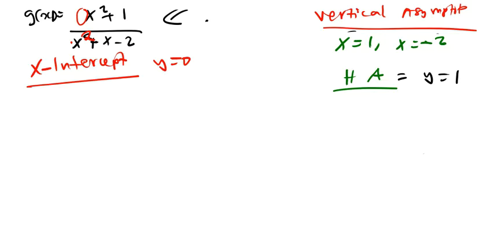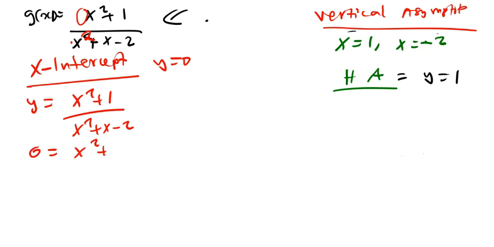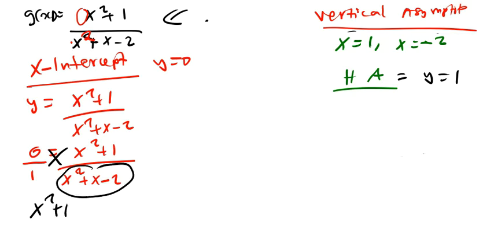So this is the function: y is equal to x squared plus 1 divided by x squared plus x minus 2. Where there is y, put 0. So x squared plus 1, you divide it by x squared plus x minus 2. Divide 0 by 1, then cross multiply. So x squared plus 1 times 1 is x squared plus 1. Then this times 0 is going to be 0. Shift 1 to the other side. x squared is equal to negative 1.